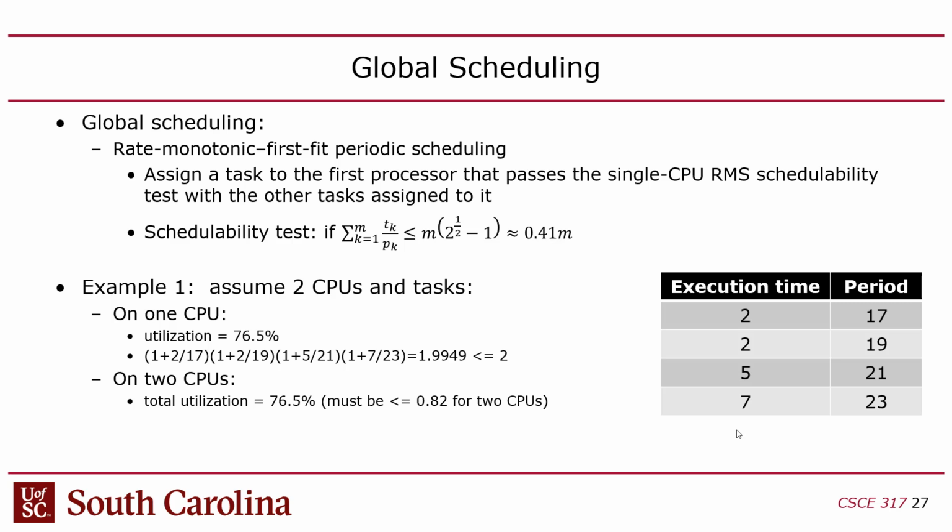So I found two algorithms for this. One's called rate monotonic first fit periodic scheduling. The idea for this is that you assign a task to the first processor that passes the single CPU RMS schedulability test with the other tasks on it. In other words, this is a greedy algorithm where you assign each task one at a time to a processor, based on whether, when you add that task along with the other tasks you put on there, it meets the RMS bound.